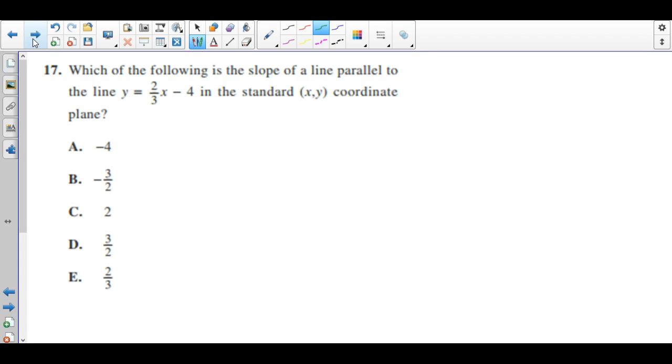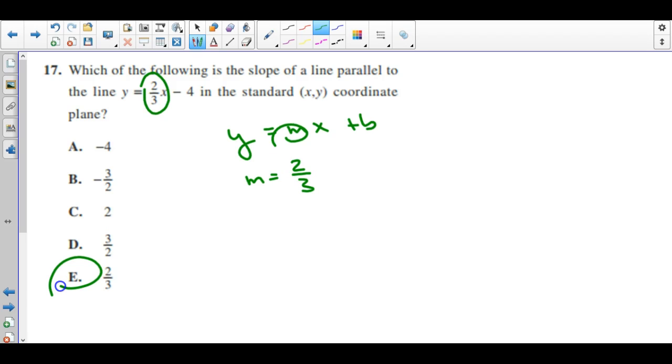17. So with this, which is the slope of a line parallel to this in a standard plane. In the equation y equals mx plus b, m is your slope. So in this case, the slope of this line is 2/3, and parallel lines have the same slope. So we're just looking for e here. If it asks for perpendicular, you would take the opposite reciprocal of this. What that means is you would flip the fraction and then change the sign. If it were positive, the perpendicular slope would become negative. But parallel lines have the same slope.